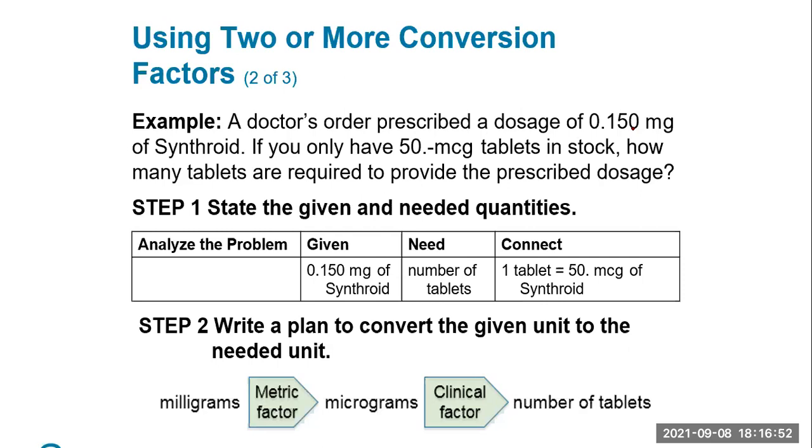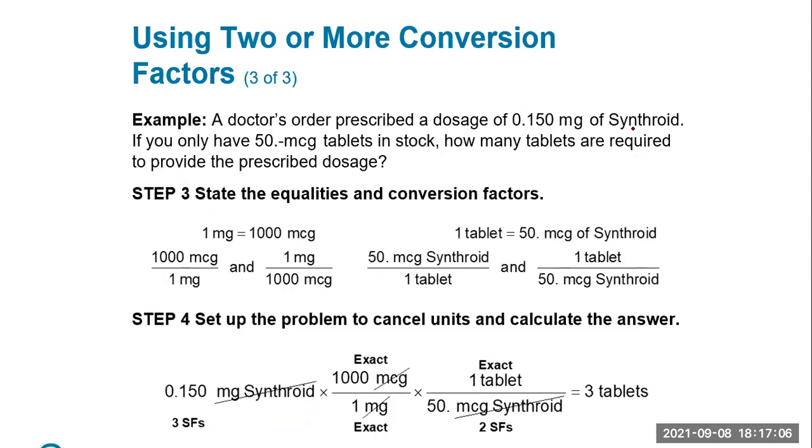A doctor ordered a pre-prescribed dose of 0.15 milligrams. If you only have a 50 microgram tablet in stock, how many tablets should you give? So we want to think about a couple of things. First off, we want a relationship between milligrams and micrograms here, which is what we have. And we have a conversion factor given to us in the problem that basically one tablet is 50 micrograms. So what we want to do is really get everybody into the same units so that everything cancels.